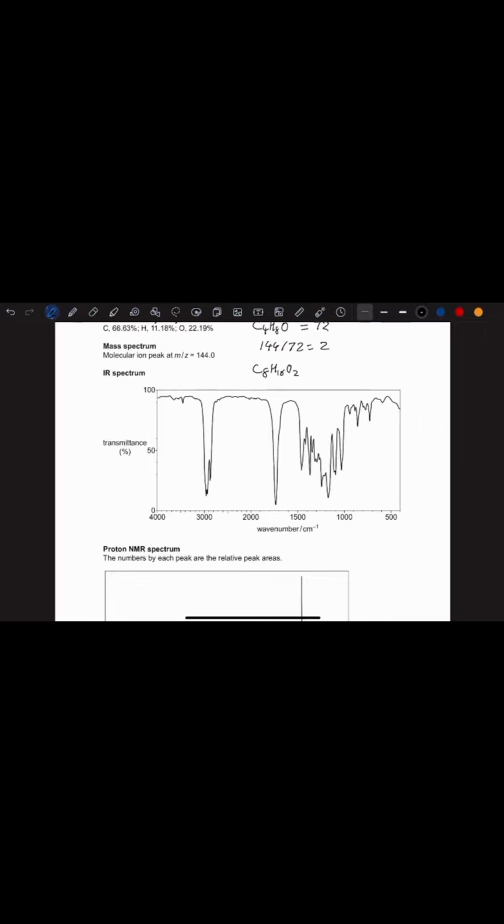Great. Now, when you look at your data sheet, you look at the infrared spectrum, you'll see that this peak here is C-H, and this peak here is C=O. Now, we know that it can only either be a carboxylic acid or an ester. However, there is no O-H group present here. It's not on the IR, which means that we are working with an ester.